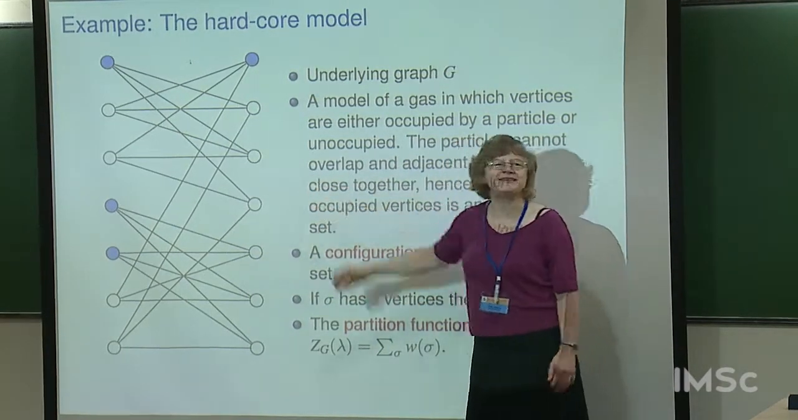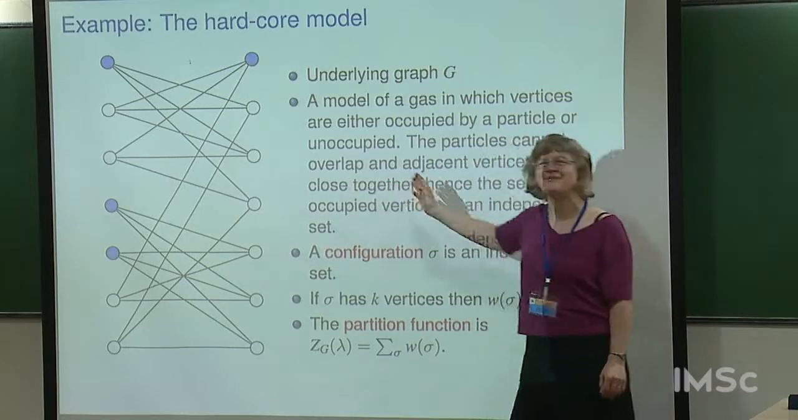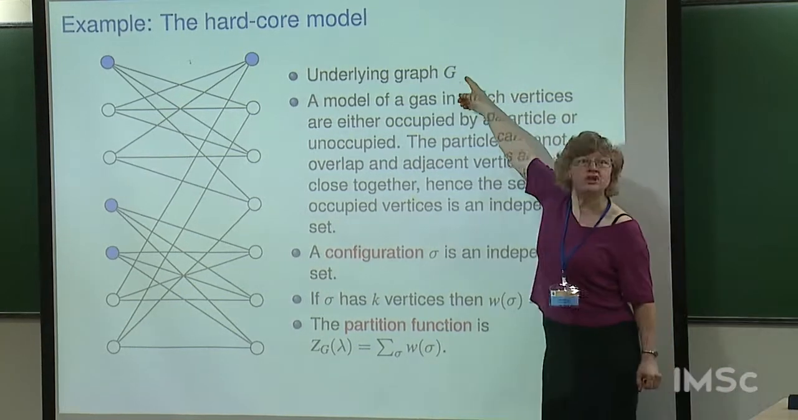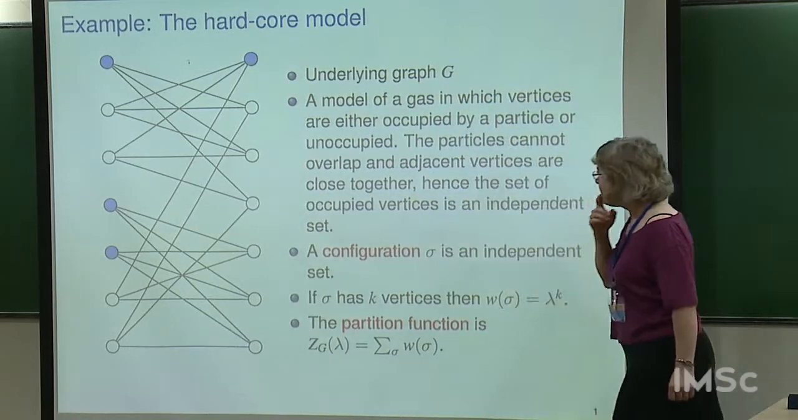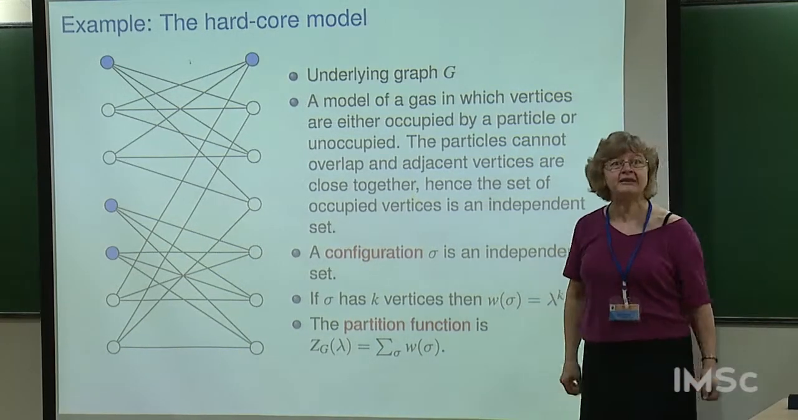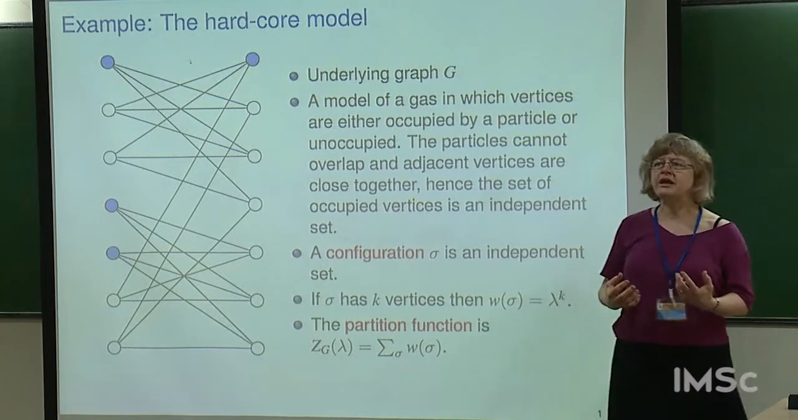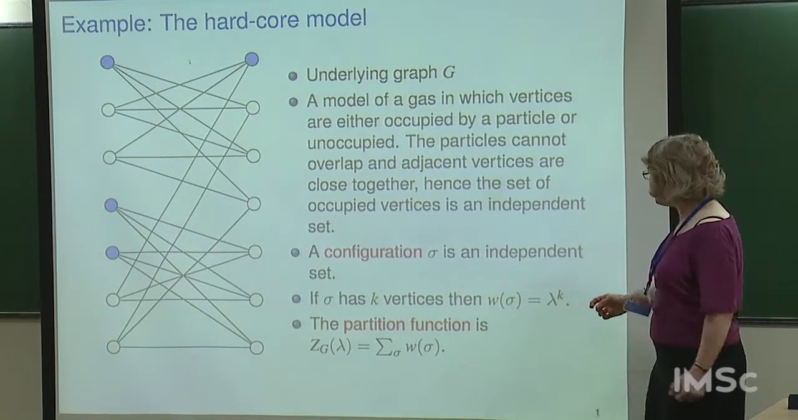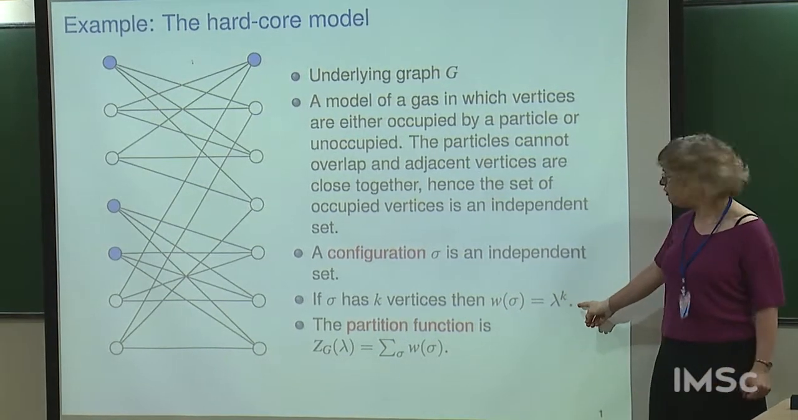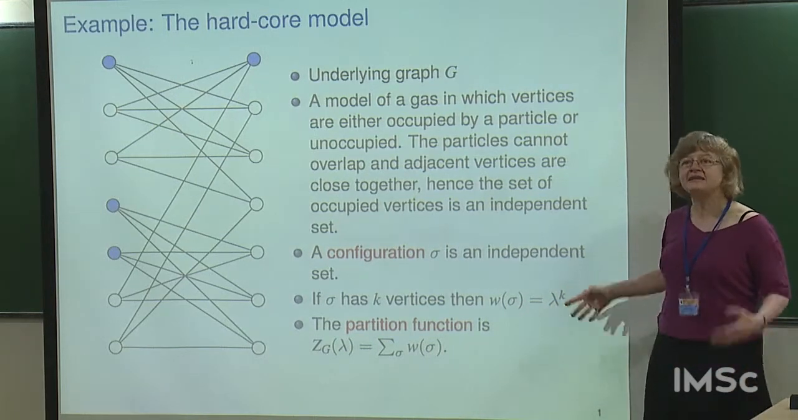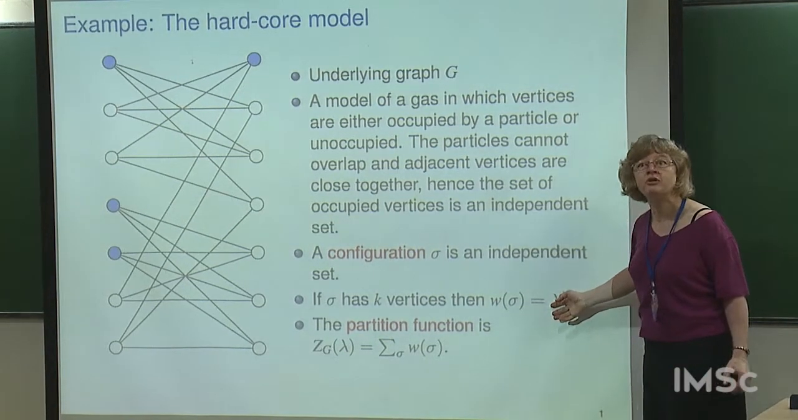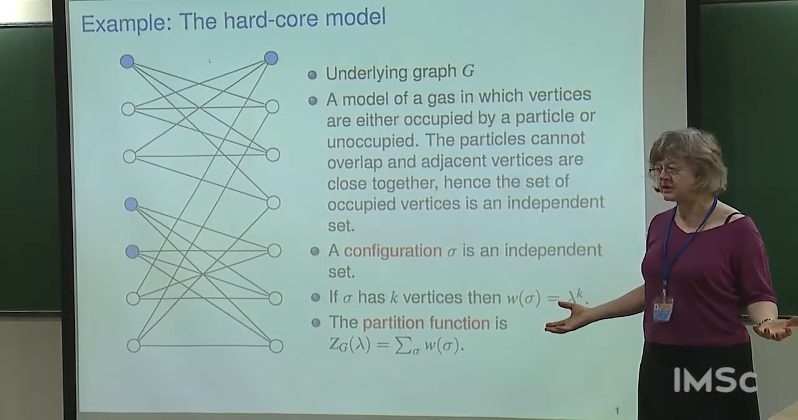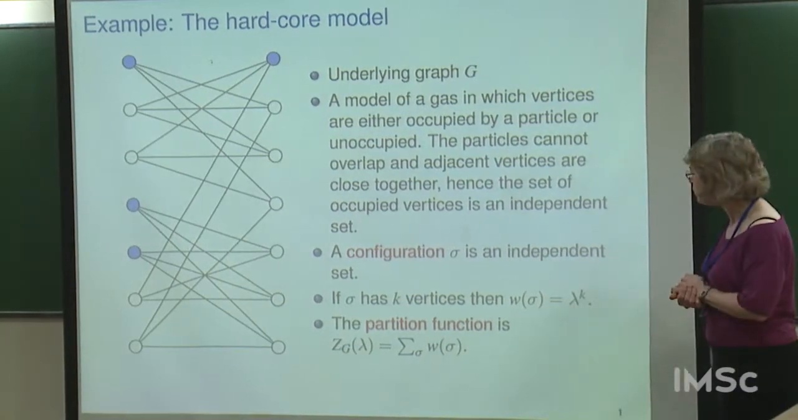The lattice wouldn't necessarily be bipartite, but I've drawn it that way for some other purpose. So configurations are independent sets. We've got some underlying graph, G, and a configuration is just an independent set in the graph. Then there's a weight function, sigma. If the independent set has k vertices, then the weight of this independent set is lambda to the k, where lambda is some parameter. So the weight is exponential in its size, and lambda is just a fixed parameter of the model.